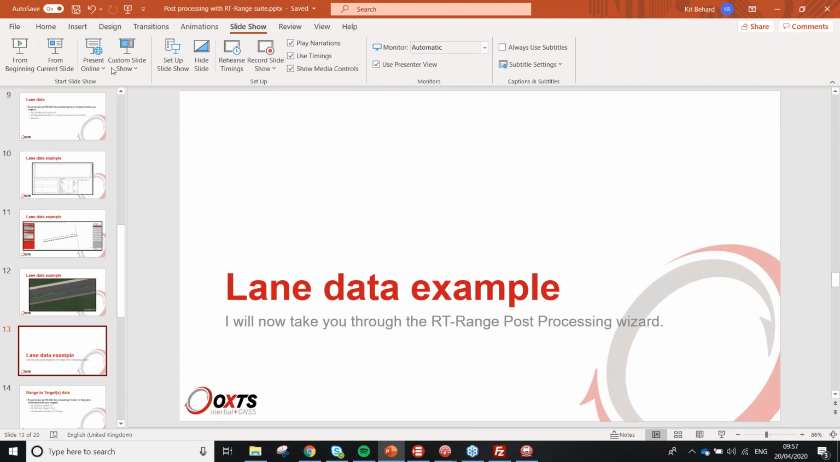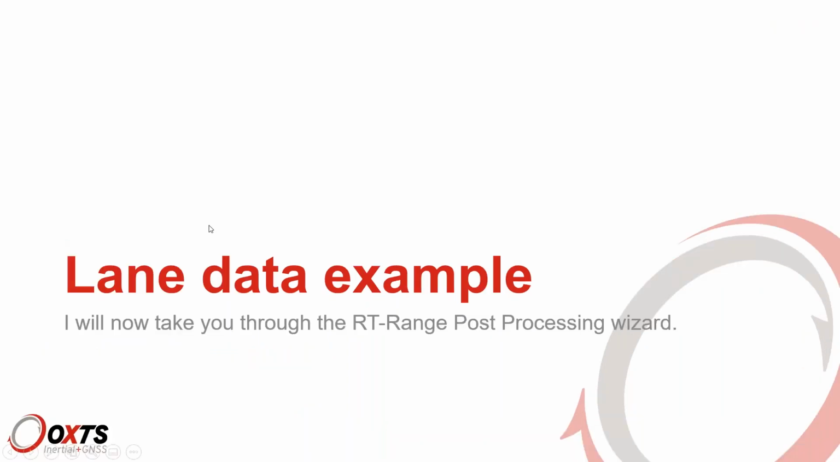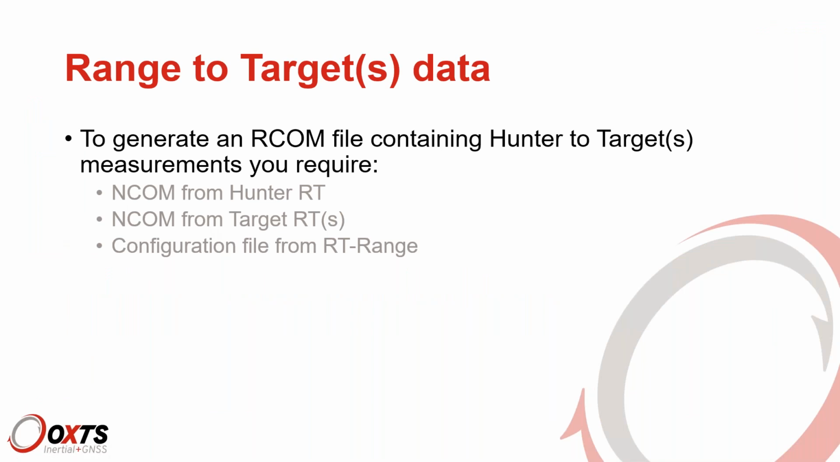And next, we're just going to go through a very similar example, but this time using target data as well. So instead of just generating lane data, we're going to generate some range to target data as well. To do this, just like before, you'll need an NCOM file from your hunter. But you'll also need an NCOM file from any target RTs that were set up during your test and a configuration file from the RT range. Again, if you don't have that RT range configuration file, you can generate it in the software.